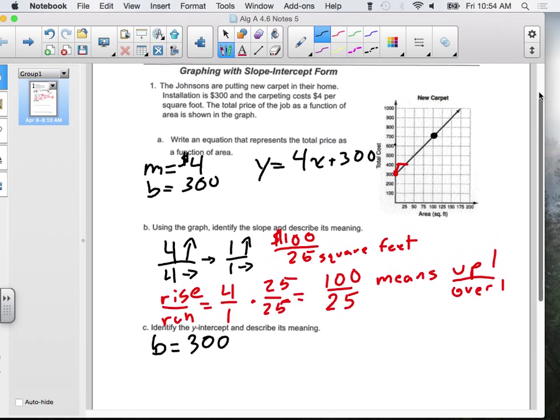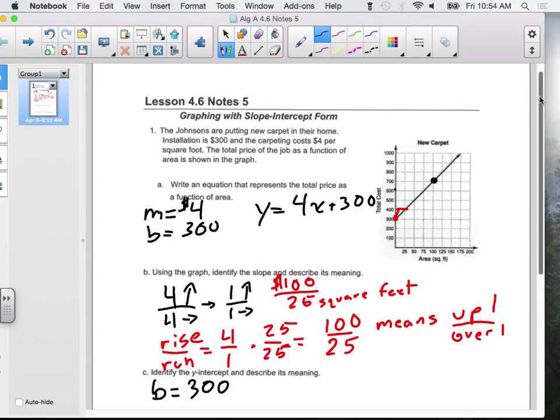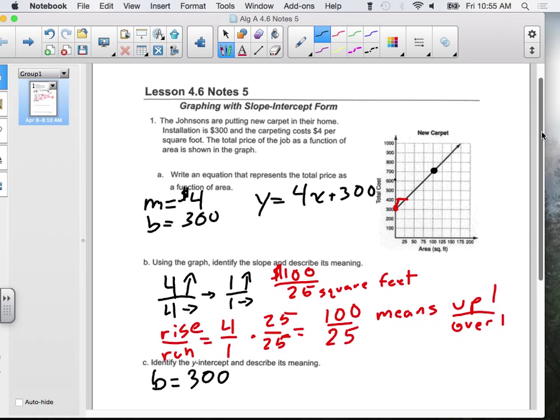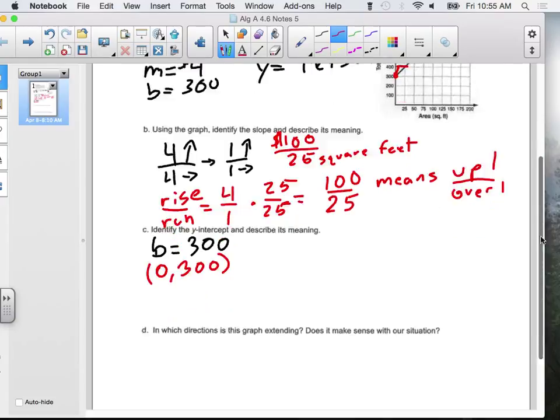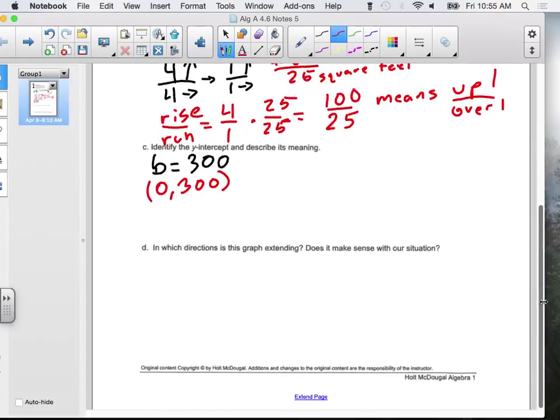Alright, so let's go back and look at our situation. So, we're putting in carpet, installation is $300, and then the carpeting costs $4 a square foot. So 300's in there. So what does that mean in regards to our y-intercept? Let's write the ordered pair for the y-intercept. What's the ordered pair? Okay, so whatever we think about what it represents, we have to take into consideration the x and the y. The x represents how much again? What's x representing in this problem? Area in square feet. So look at there, it says there's 0 area. And 300, what's that representing? What is y representing? The total cost when, in other words, 300 is the total cost when there's no area, when there's no square feet. So what do you think it is?